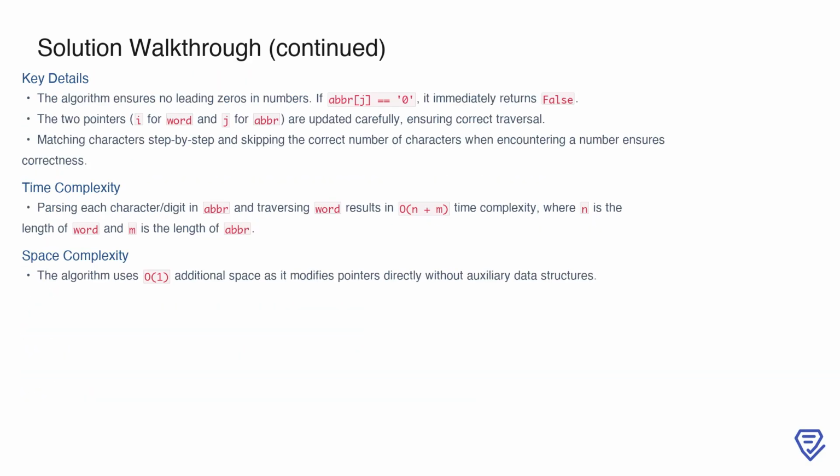There are a few key details to note about this algorithm. First, it specifically checks for leading zeros in the abbreviation. If it encounters a 0 as part of a number, it immediately returns false, ensuring that such cases are handled correctly.